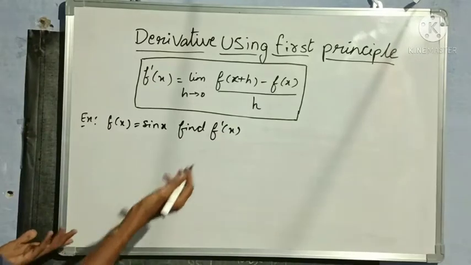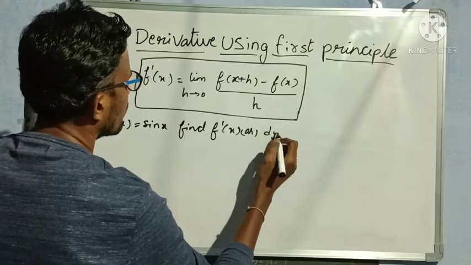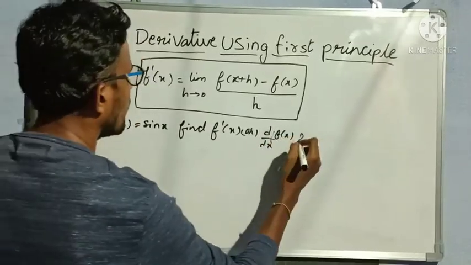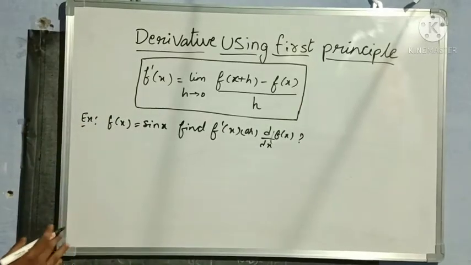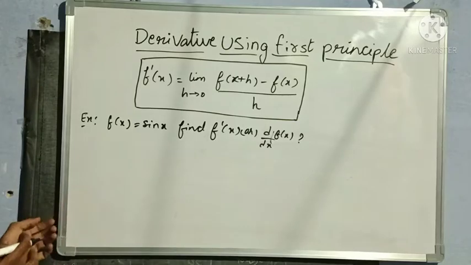f dash x is nothing but differentiation, that is d by dx or dy by dx, d by dx of f of x. Both are same. f dash x or d by dx of f of x, both are same. Okay. So now let us find f dash x by using first principle again.